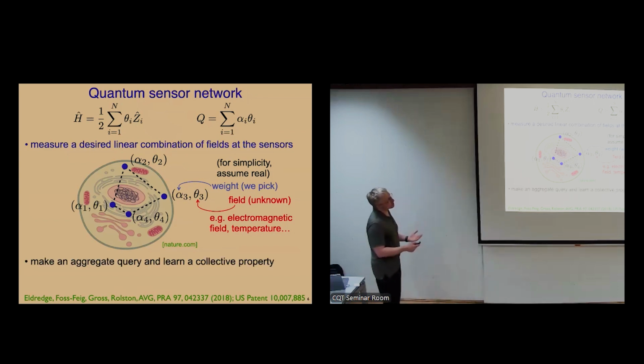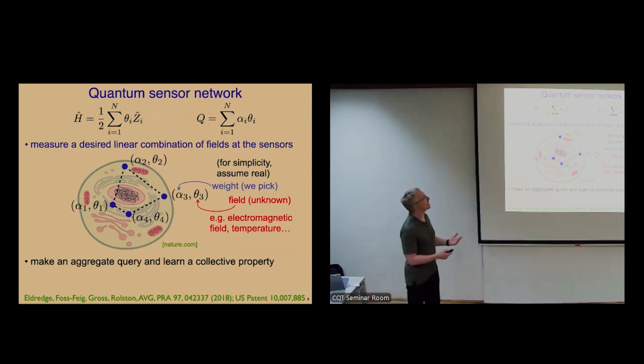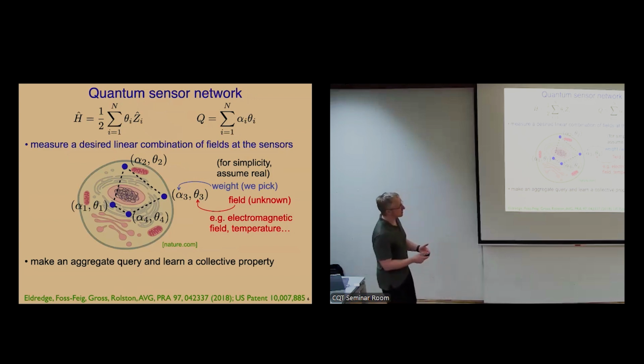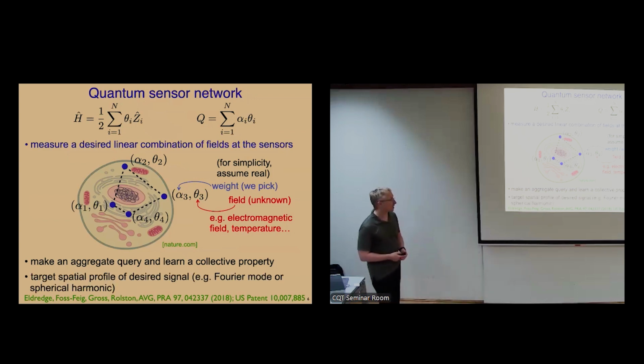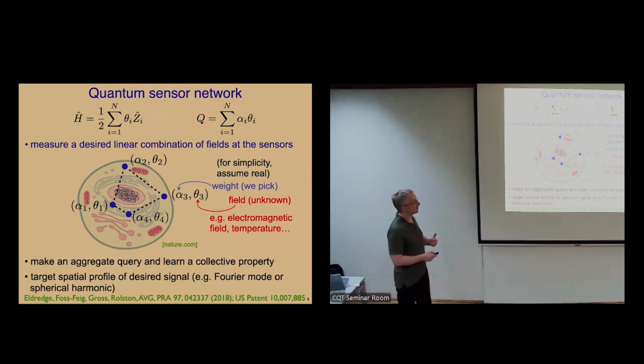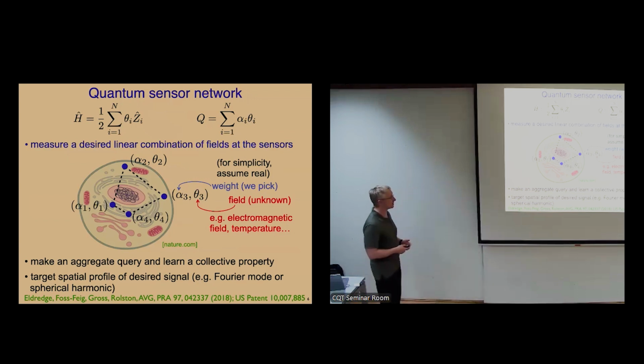So why would I be interested in doing something like this? Well, you can think of this as making an aggregate query about our spatially varying field theta, or learning some collective property of that field. So if we have enough sensors, we can target some desired spatial profile of the signal, such as, for example, a Fourier mode or a spherical harmonic.